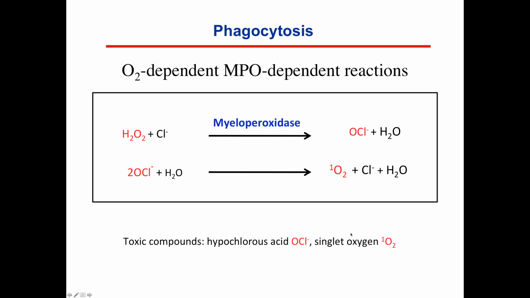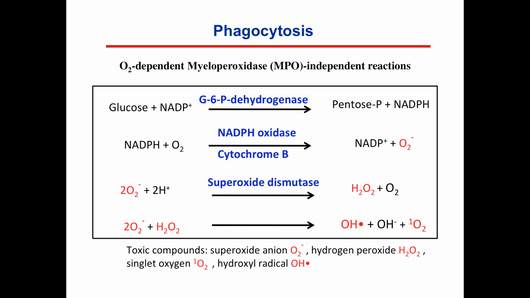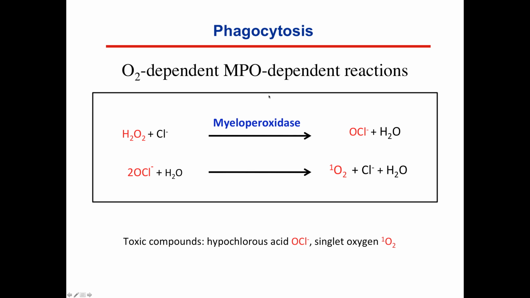Now, this is referred to as the oxygen-dependent, myeloperoxidase-independent reactions. Myeloperoxidase, we'll see in a second, but these are independent reactions. There's no myeloperoxidase here. The dependent reactions are those in which myeloperoxidase takes hydrogen peroxide, as you can see here, and combines it with a chloride and produces hypochlorous acid, which is this in red here.